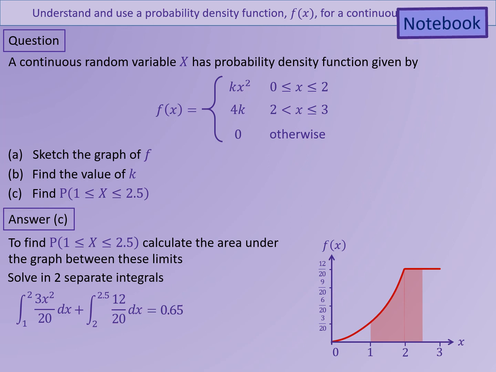Finding each of these two integrals and adding them together gives us a probability of 0.65. So therefore, the probability that x is between 1 and 2.5 will be 0.65.